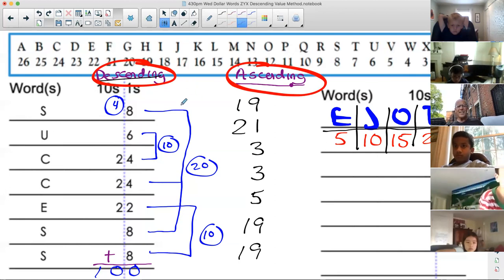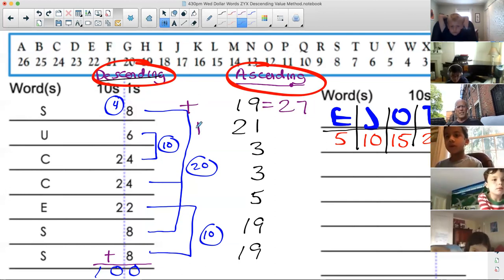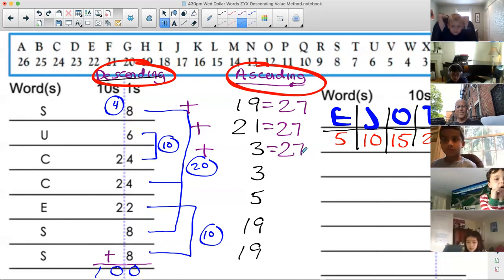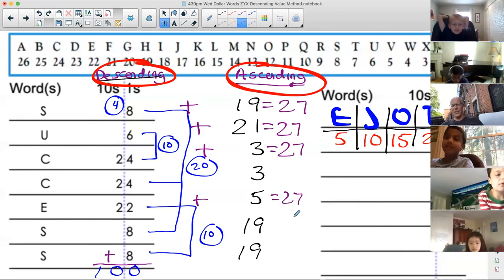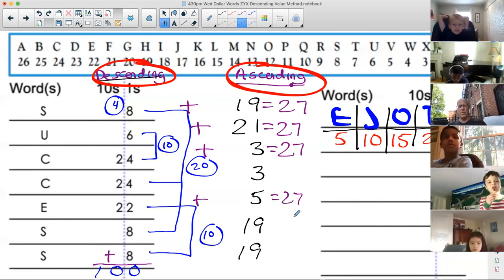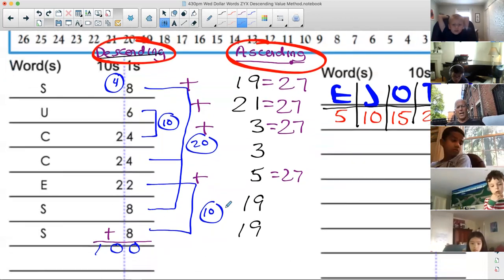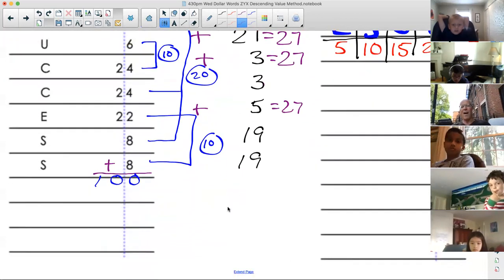What? Guys, is she right? Is 8 plus 19 equal to 27? Yeah. Is 6 plus 21 equal to 27? 24 plus 3 equal to 27? Yeah. 22 plus 5? Oh my gosh. What a great observation. So guess what, guys? We have a really cool way now to figure out.